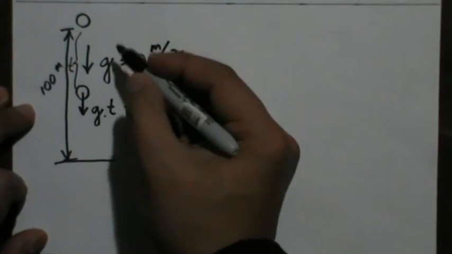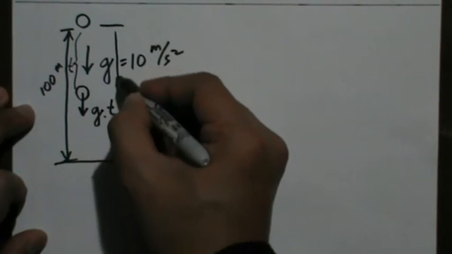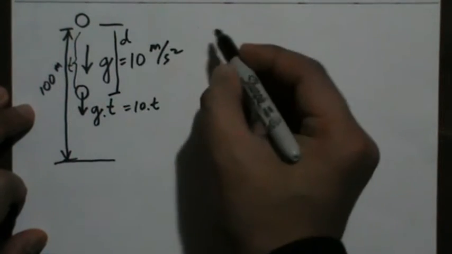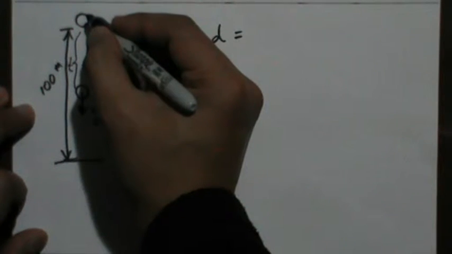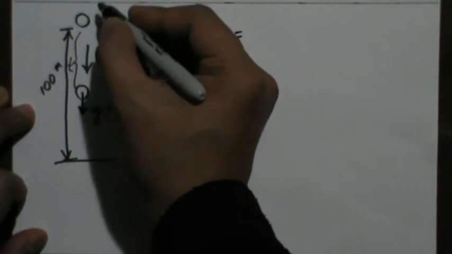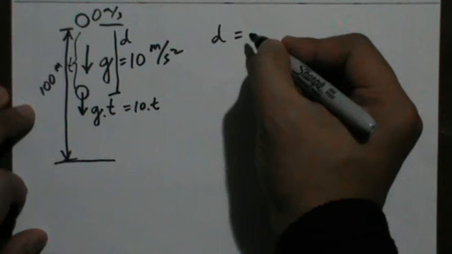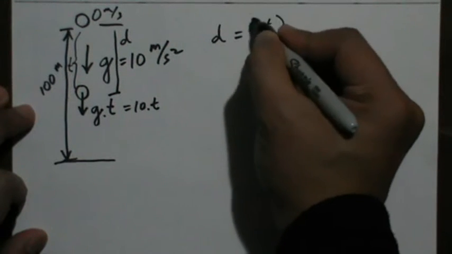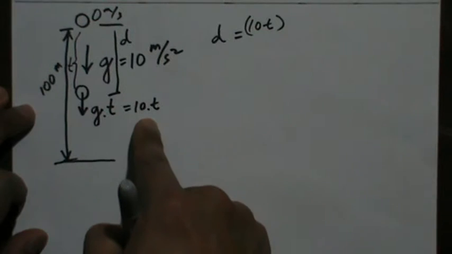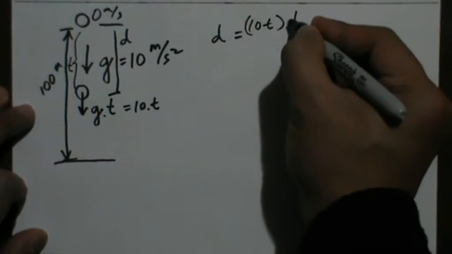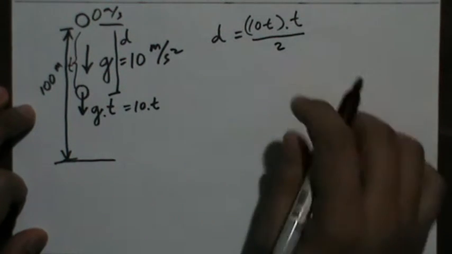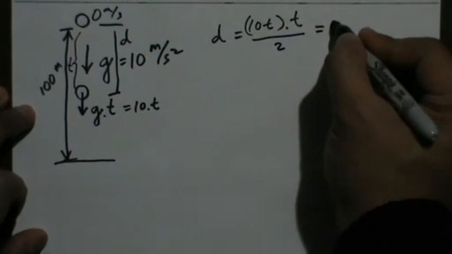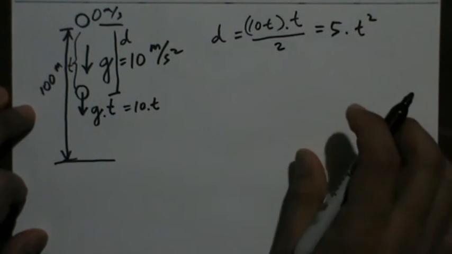Now we can calculate the distance traveled by the ball here. So since this falls with the zero initial speed, the distance will be the final speed, 10 times t, multiplied by time, divided by 2, so that we get 5 times t squared.